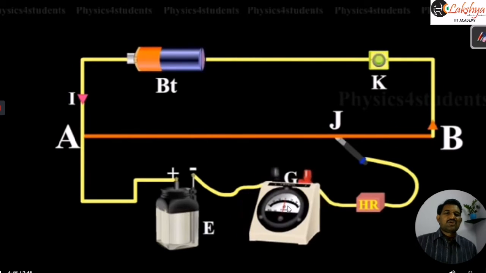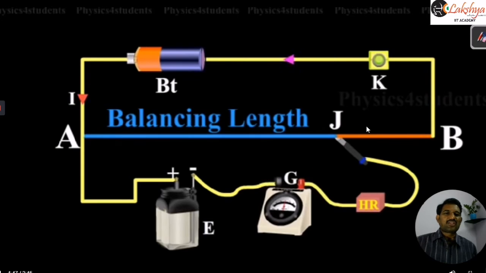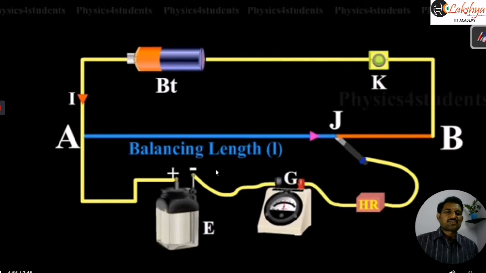Zero reading means there is still some current flowing in the primary circuit here, but only the current in this secondary circuit will be zero. There is no current flowing here, right? So now this length AJ is nothing but our balancing length, where the galvanometer indicates a zero reading. That length is the balancing length, small l.